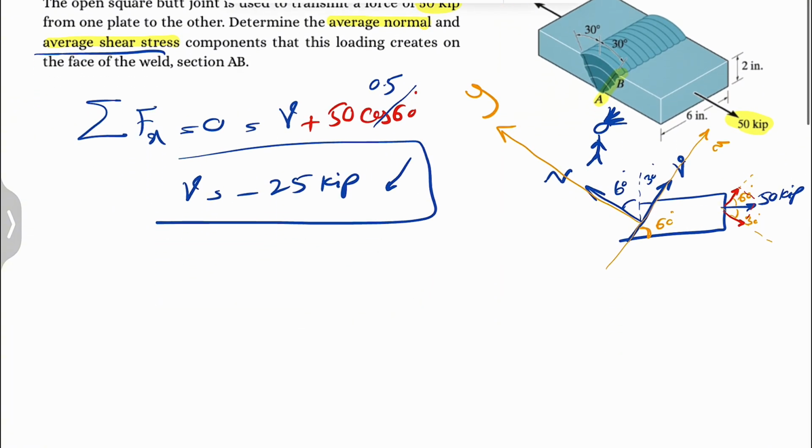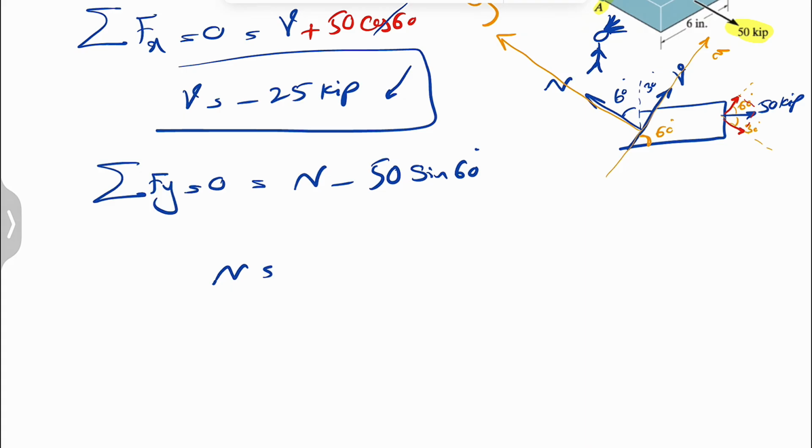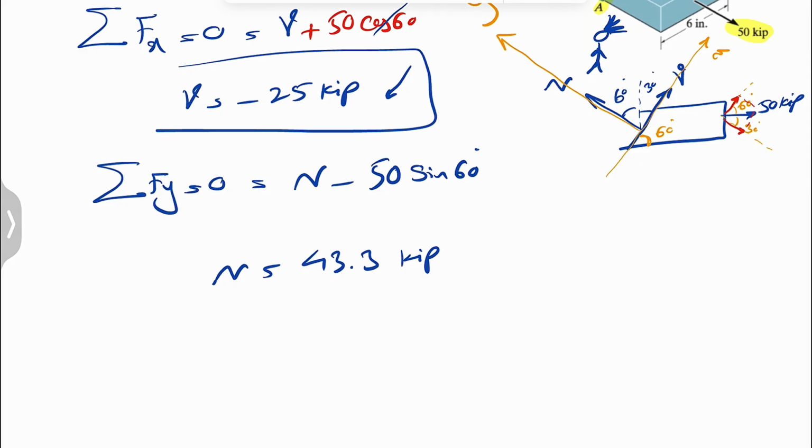But let's just do sum of all forces in y equals 0 to find the normal force. So basically we have N, and this time we're going to have the y component of the 50 kip, which is also negative. So negative 50, this time sine of 60 degrees, and our N will be 50 sine of 60 degrees, which is 43.3 kip. And we didn't get a negative sign, which shows that the direction was actually correct. So that's the direction of the N.